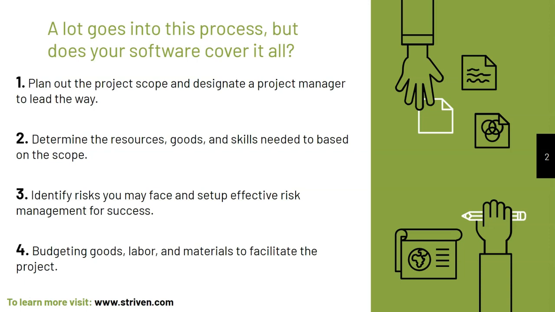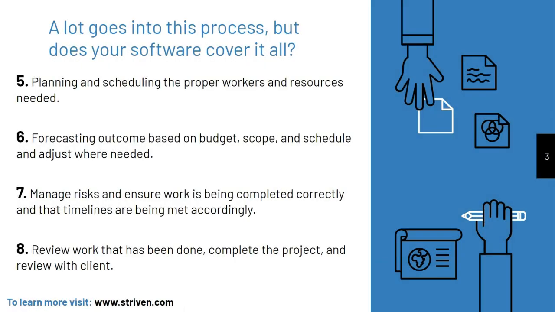Budgeting goods, labor, and materials to facilitate the project is also very important. Planning and scheduling the proper workers and resources needed is also a helpful phase in planning projects. Forecasting outcomes based on budget, scope, and schedule, and knowing when to adjust things is also needed. Next, manage risks and ensure work is being completed correctly and the timelines are being met accordingly. Finally, review work that has been done, complete the project, and review with the client.